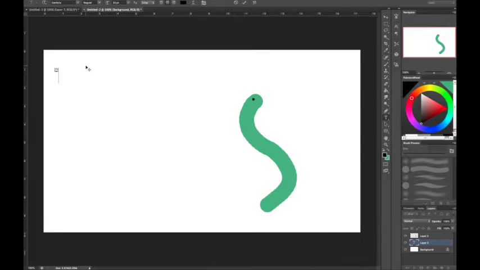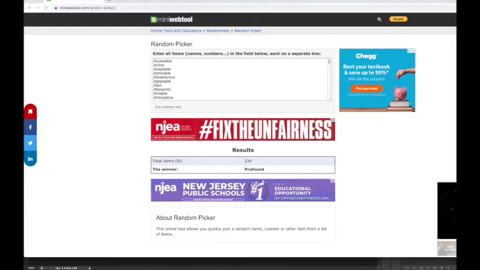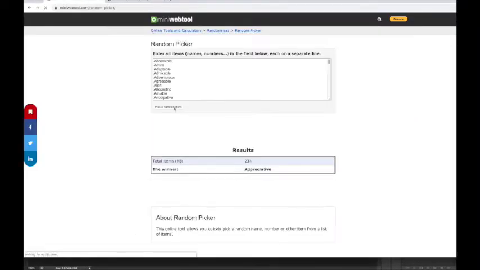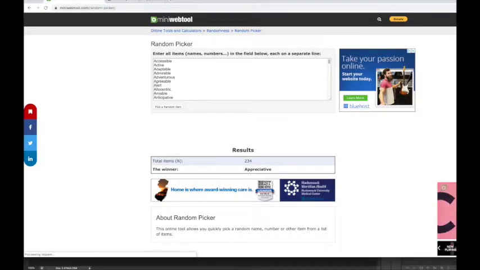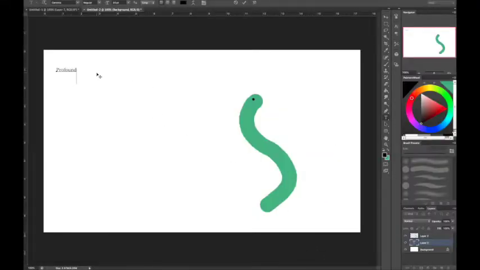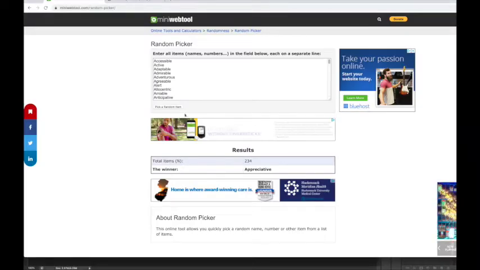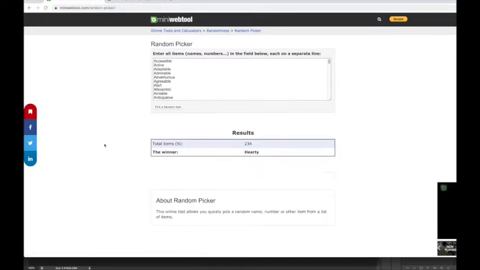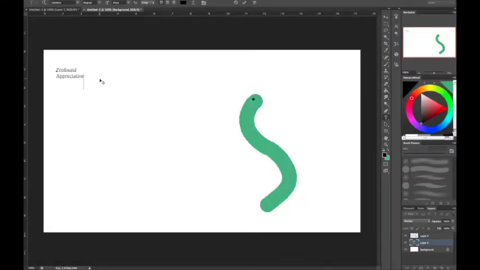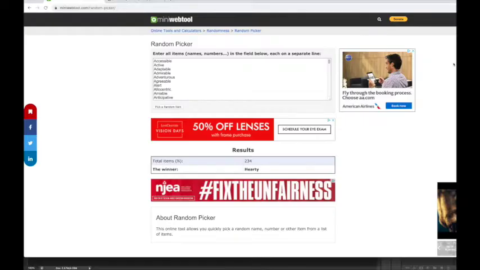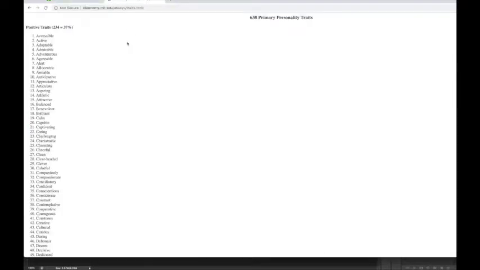Okay, profound. Okay, I'm gonna pick three quote-unquote positive. Appreciative. Okay, these are some strange primary personality traits, but okay. Why is my cursor so huge? Alright. And one more. Hardy. Okay. So as long as they don't contradict each other, I'm going to go with what the random generator gives me. So there's our three positive personality traits.